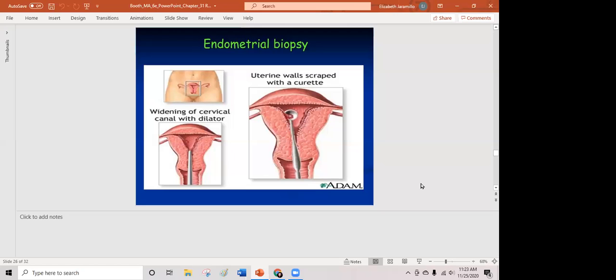So, endometrial biopsy: what happens is we go in here and widen open the cervical canal with a dilator, or probe. Remember when we went through our surgical class with all the different tools and setup and how to help with surgeries or biopsies. In this instance, the uterine wall is going to be scraped with a curette. If you remember, that is a tool with kind of a scoop. It's a little bit sharp, so you can scrape cells or tissue from certain areas of the body, in this instance the uterus.